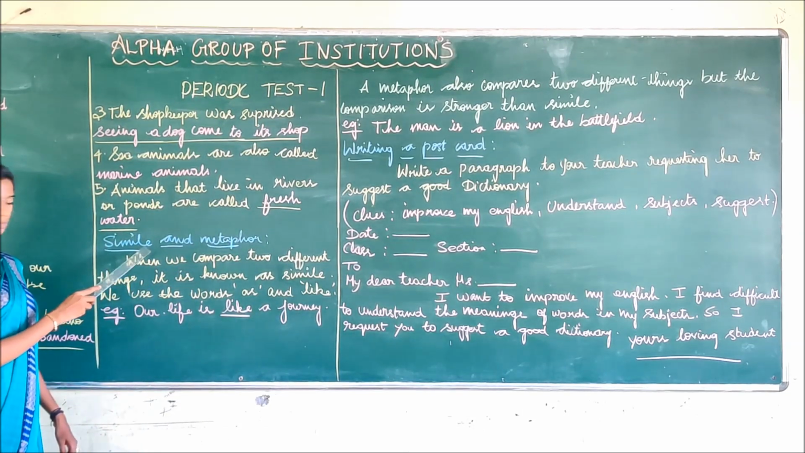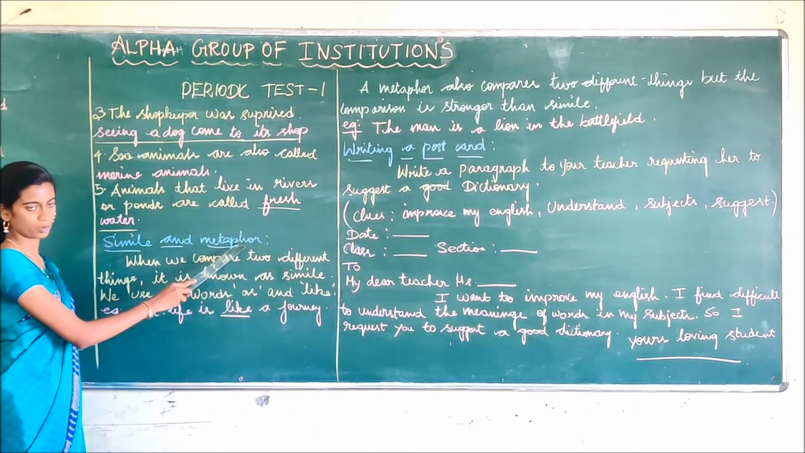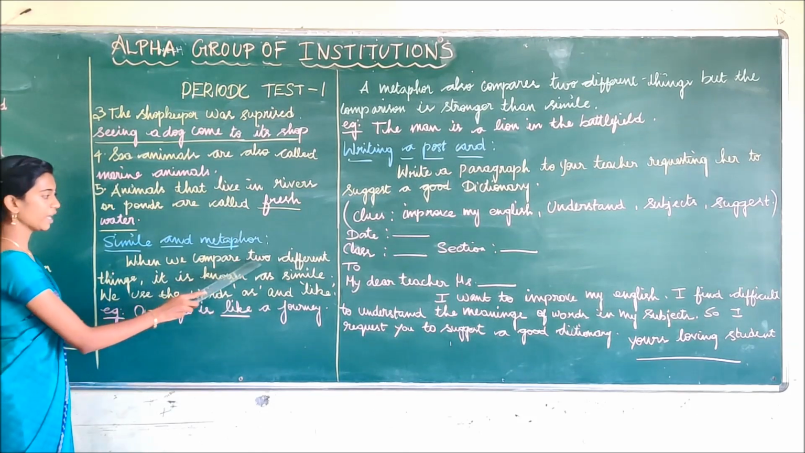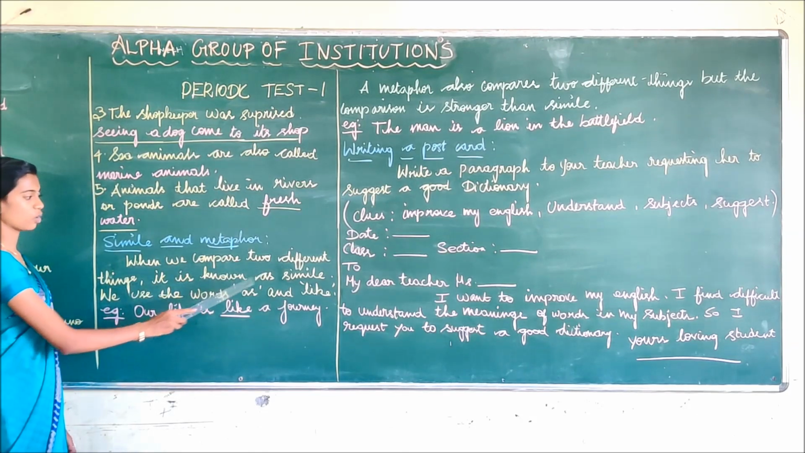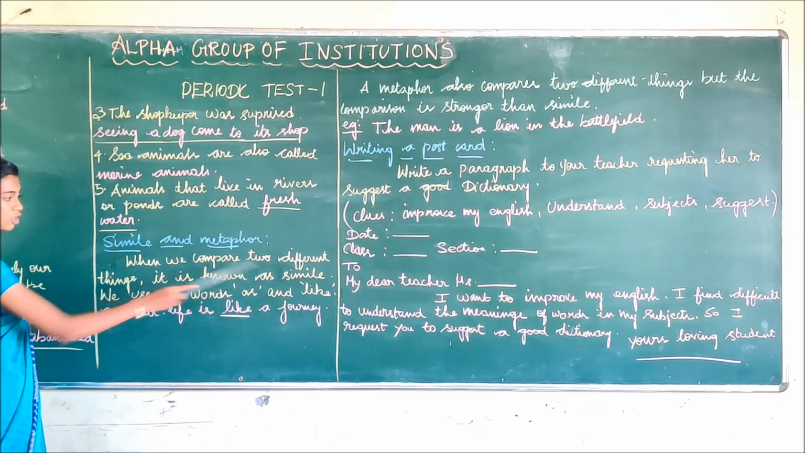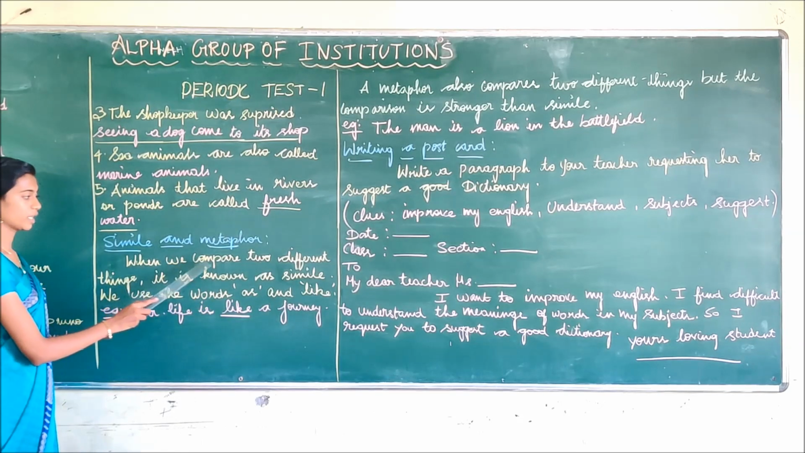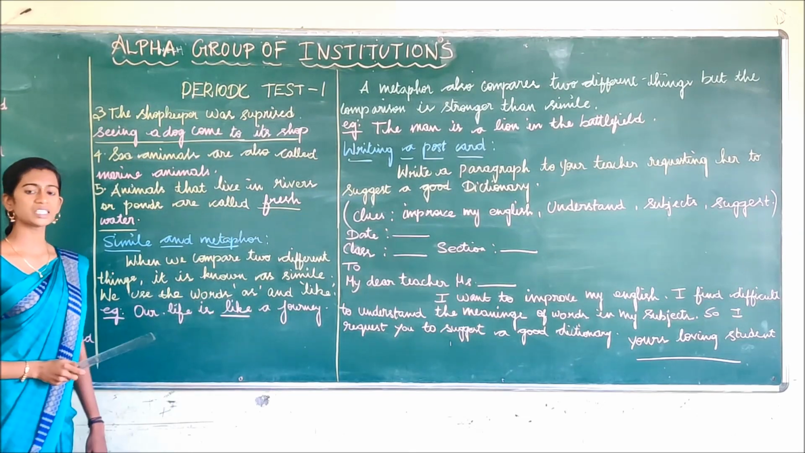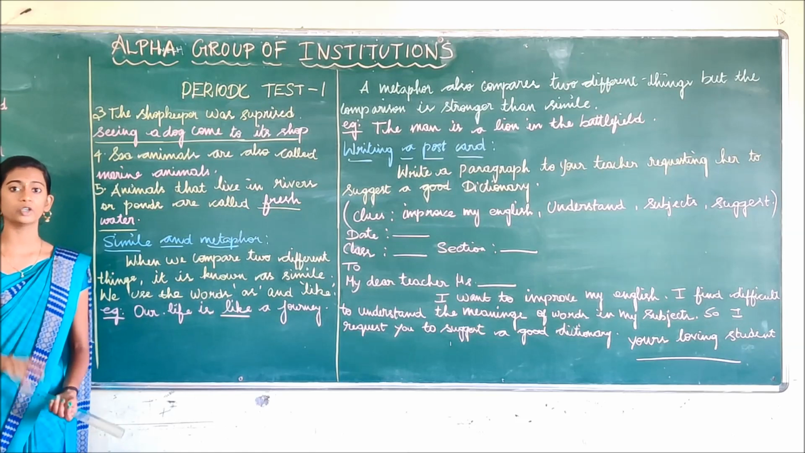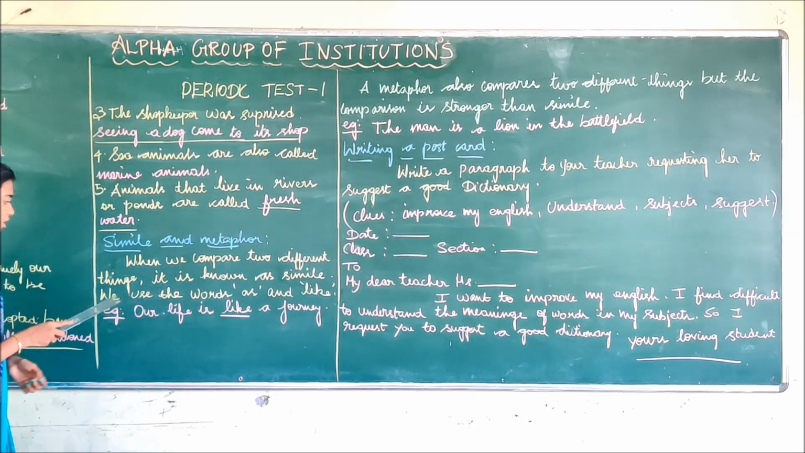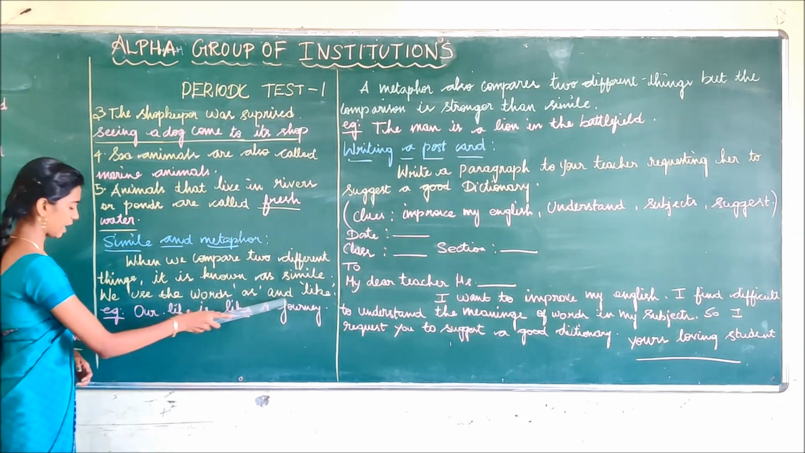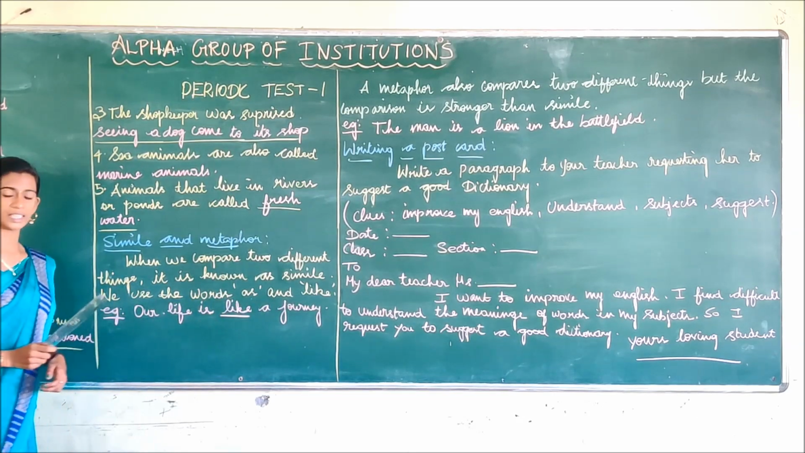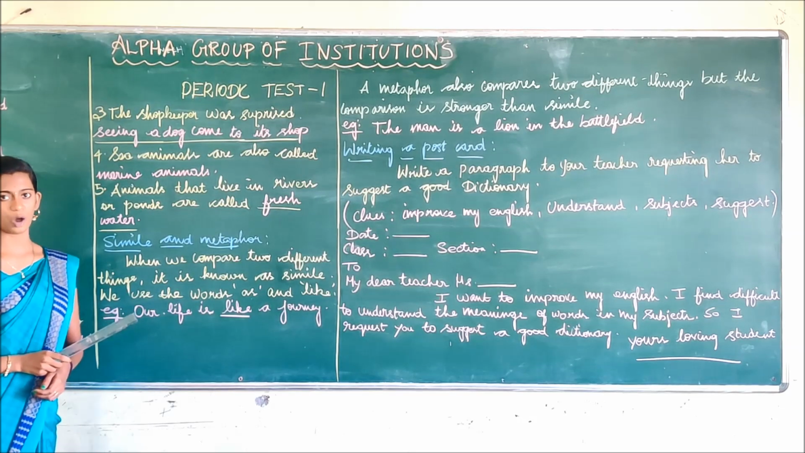So next we are going to see simile and metaphor. When we compare two different things, it is known as simile. Simile is nothing but comparing two different things. We use the words as and like. So the sentence contains as or like.